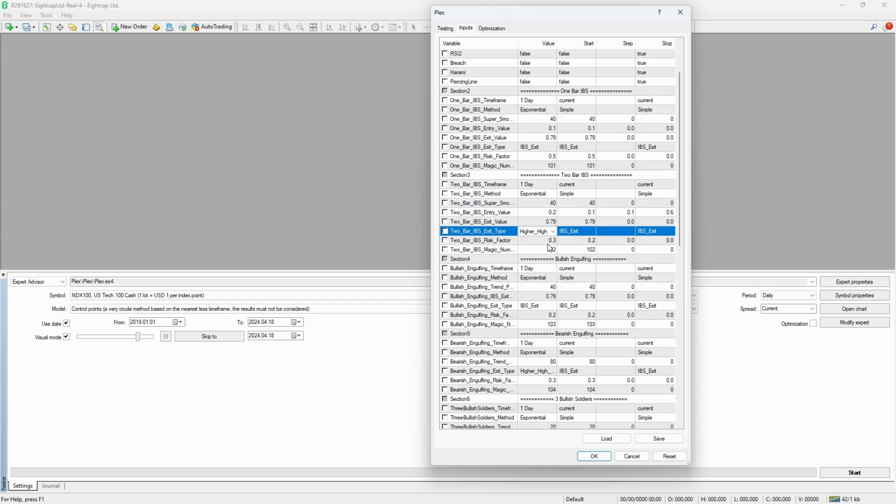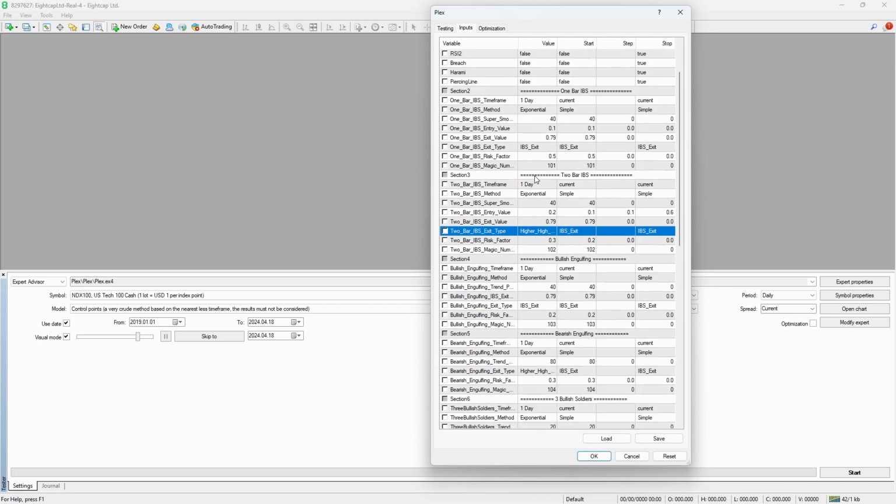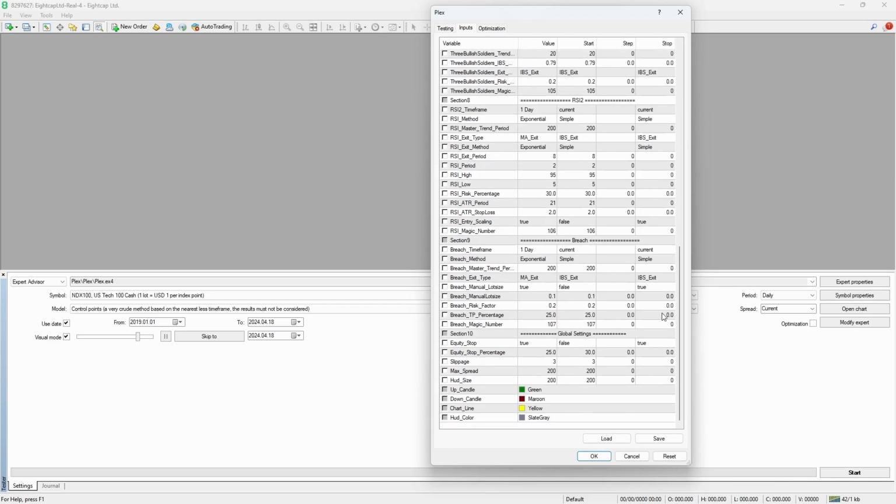The risk factor is 0.3, and there is a magic number 102. Now you'll notice all the different strategies have a different magic number, and this is how the bot understands which strategy trades, and it can manage each one independently. Right, so those are the settings for the 2-bar.